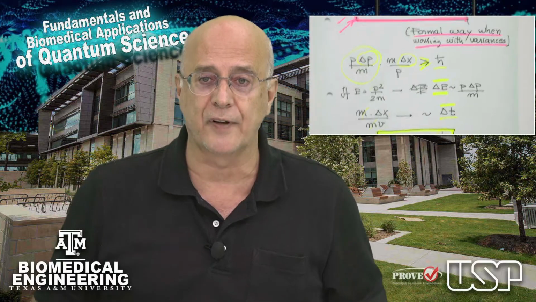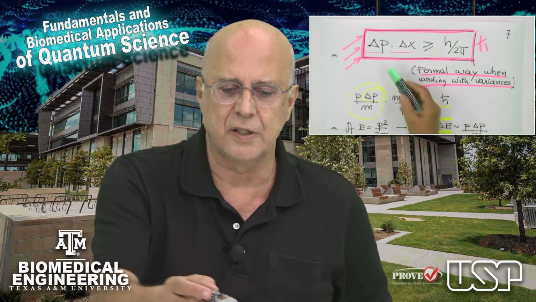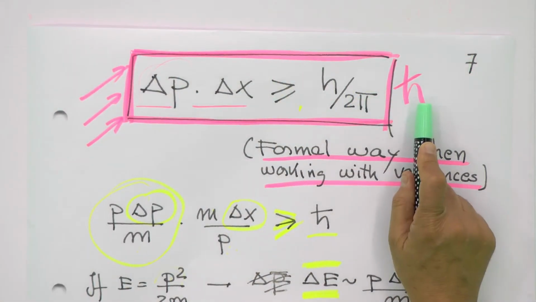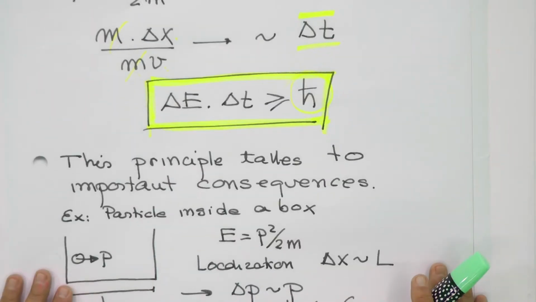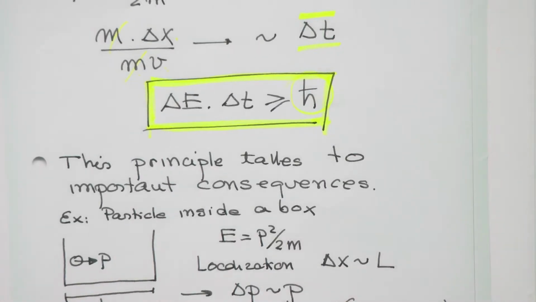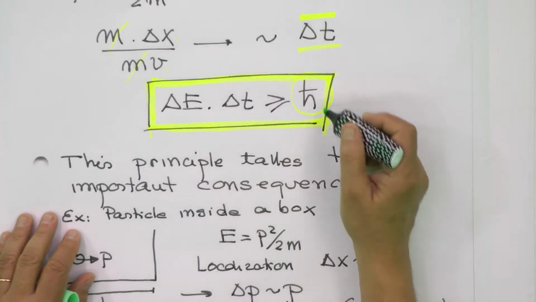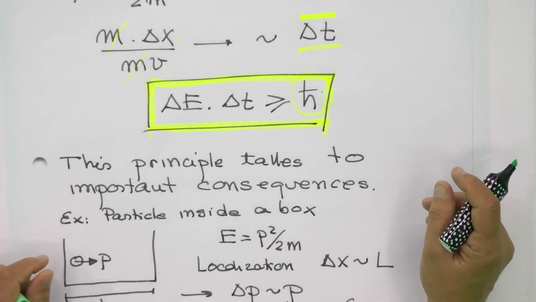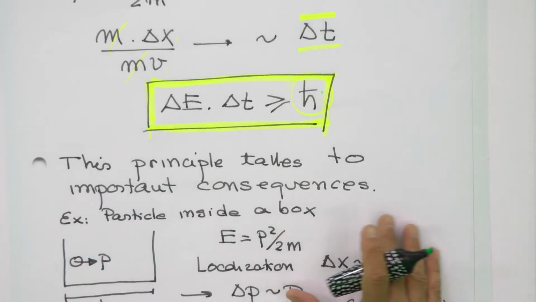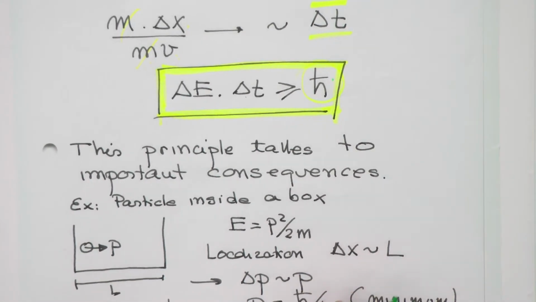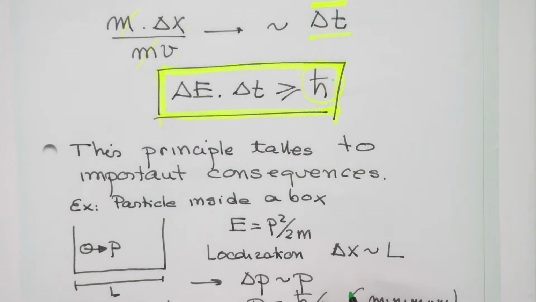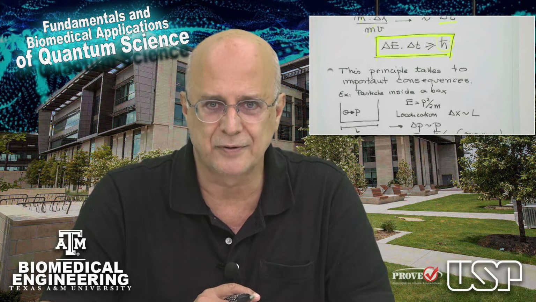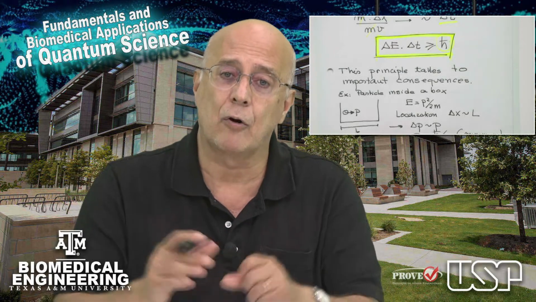Or these two ways of expressing the same principle, which is delta P times delta X is basically limited by h bar, and delta E, energy, times delta T is also limited by h bar, is very, very important. And to show the importance of this, let me give you an example, the consequences of those principles when we have a confined system.